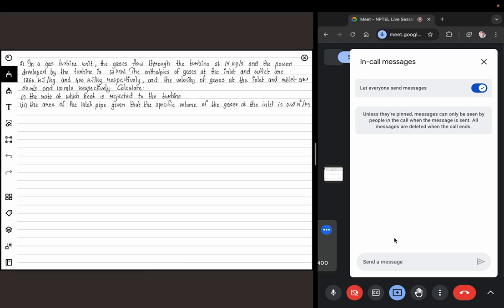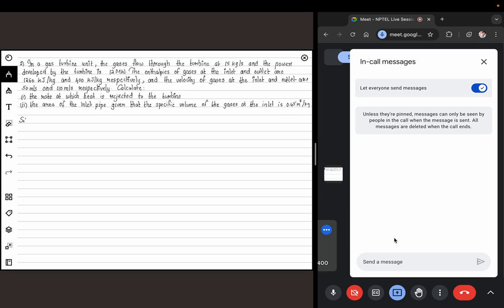In a gas turbine unit, the gases flow through the turbine at 15 kg per second, and the power developed by the turbine is 12 megawatts. The enthalpies of gases at inlet and outlet are 60 kJ per kg and 400 kJ per kg respectively, and the velocities of gases at inlet and outlet are 50 meter per second and 110 meter per second respectively. Calculate the rate at which heat is rejected from the turbine and the area of the inlet pipe, given that the specific volume of the gases at inlet is 0.45 meter cube per kilogram.